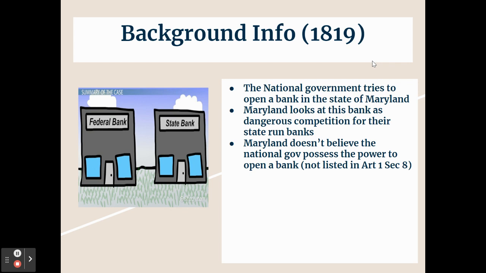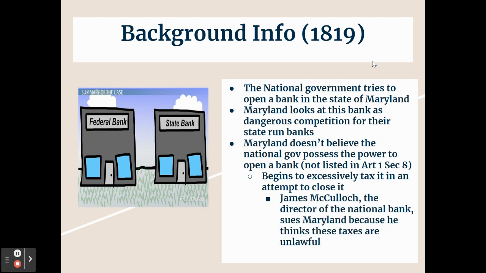So in the meantime, because they know this is going to take a while to resolve this dispute with the federal government, the state of Maryland tries to close the national bank branch in Maryland by excessively taxing it in an attempt to force it to close its doors early.